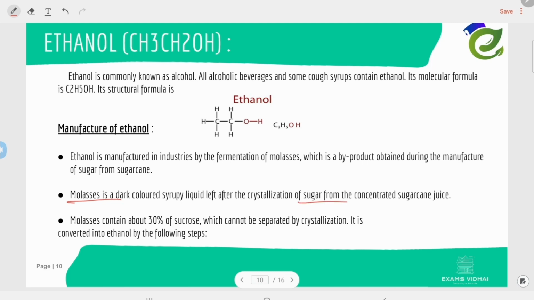Molasses contains only 30% of sucrose. What is sucrose? C12H22O11 is called sucrose, which cannot be separated by crystallization. It is converted into ethanol by the following steps.